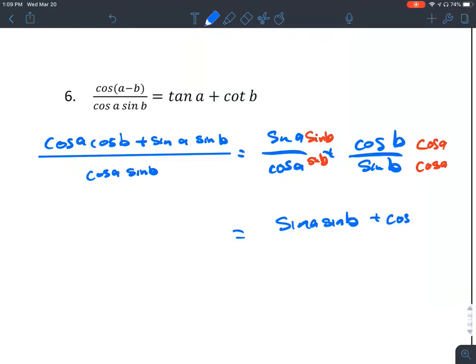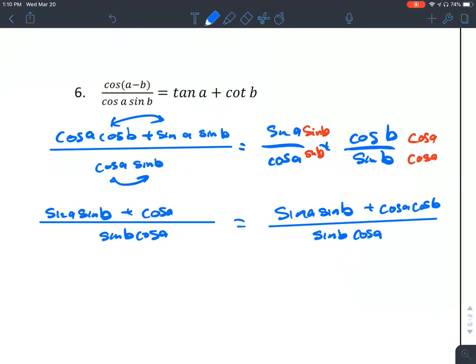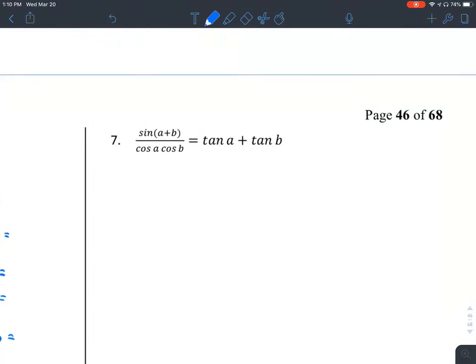Plus cosine of A times cosine of B, all over sine of B cosine of A. Now that's what the left side is, but it's not written identical. It must be written identical. So the commutative property says I can switch the order of those, be sine of B times cosine of A. Also says I can switch those around, so I'm going to get sine of A times sine of B plus cosine of A times cosine of B. Much better than the previous problem. Number 7.